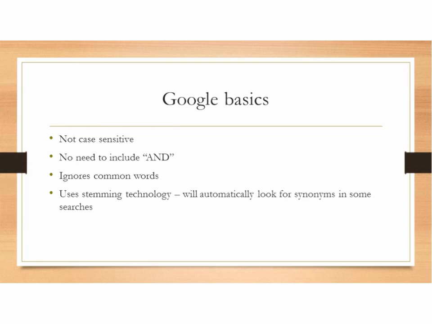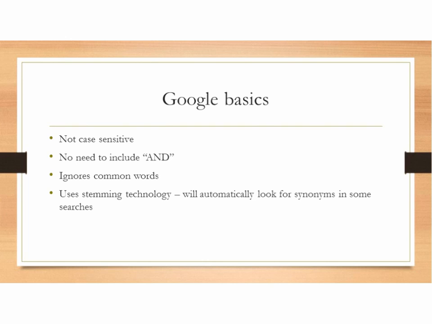So Google basics: it's not case sensitive. If you know anything about Boolean searching in library databases where you use and, or, and not, it's important to note that you do not need to include the word and in your Google searches. Google is automatically putting the word and in between all your terms, so it's saying all of those terms need to be included in your search. It ignores common words, so how, what, why, the. It's taking those out of your search, so it really doesn't matter.